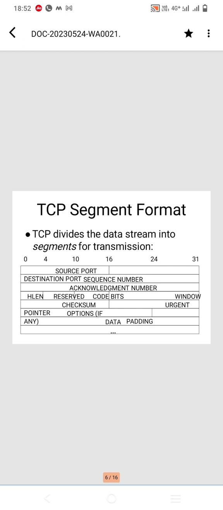The window field tells how much data the sender is willing to accept, and that is called flow control. The urgent pointer specifies the position in the segment where the urgent data ends.